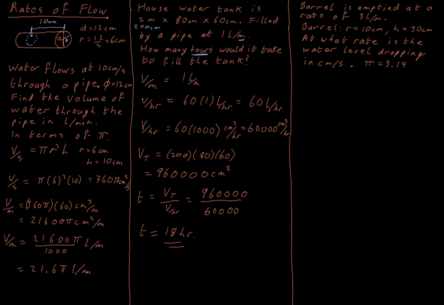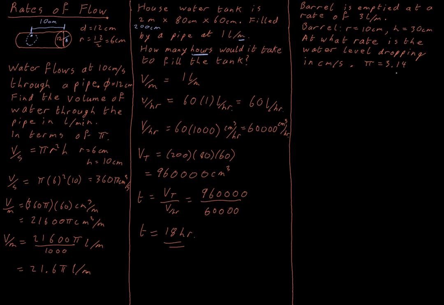Now, a barrel is emptied at a rate of 3 liters per minute. The barrel's radius is 10 centimeters and the height of the barrel is 30 centimeters. At what rate is the water level dropping in centimeters per second? And take pi to be 3.14.